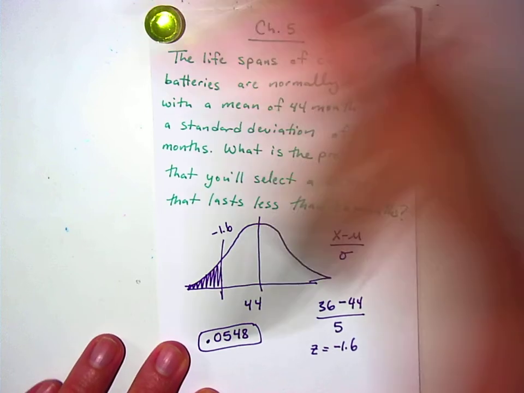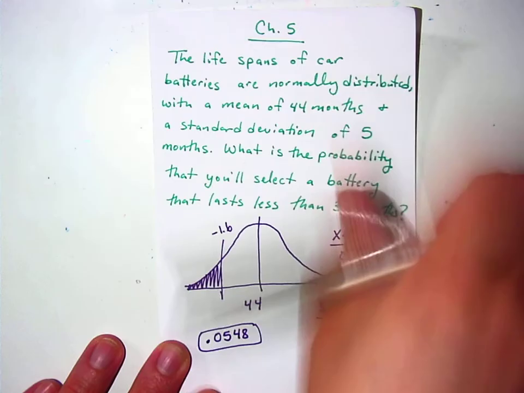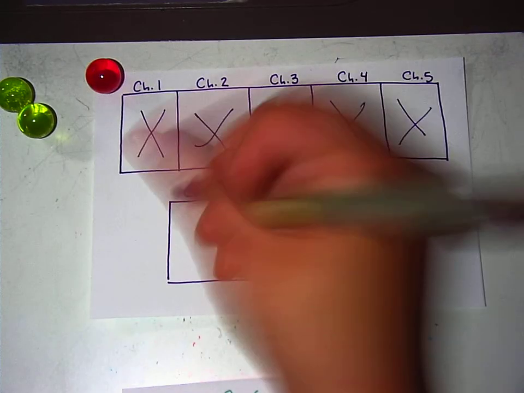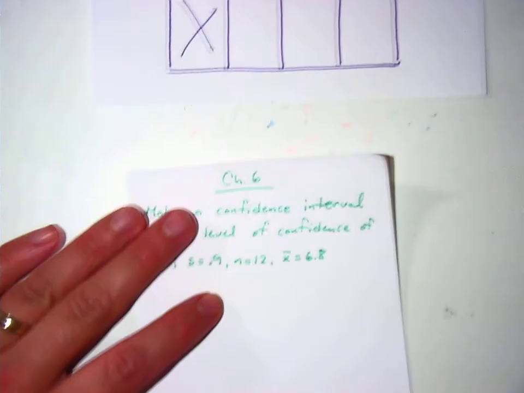How'd you do? Did you get it? All right, number 6. Down to the bottom row. Of course, now math gets a little bit more intense.